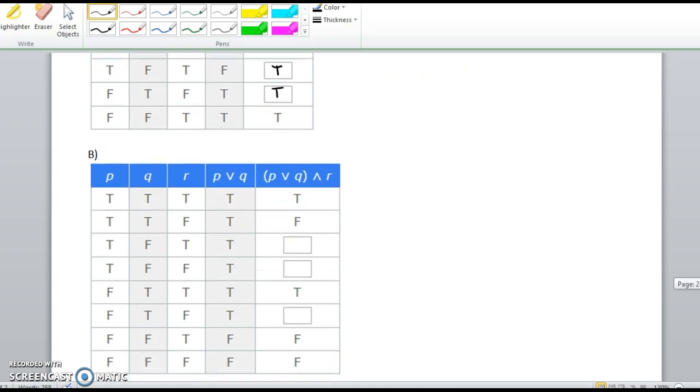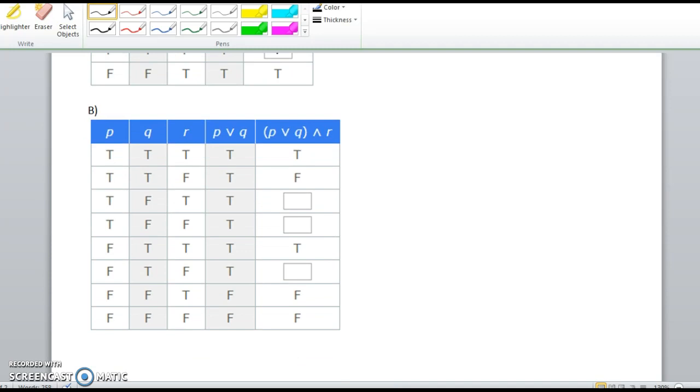My last example, I have this nice big table here. So I have, in my one I want to solve for, P is true, Q is false, R is true, P or Q is true, because I have P being true there. So I want to know if P or Q and R is true or false. So I know P or Q is true, R is true, so true and true gives me true for this box.